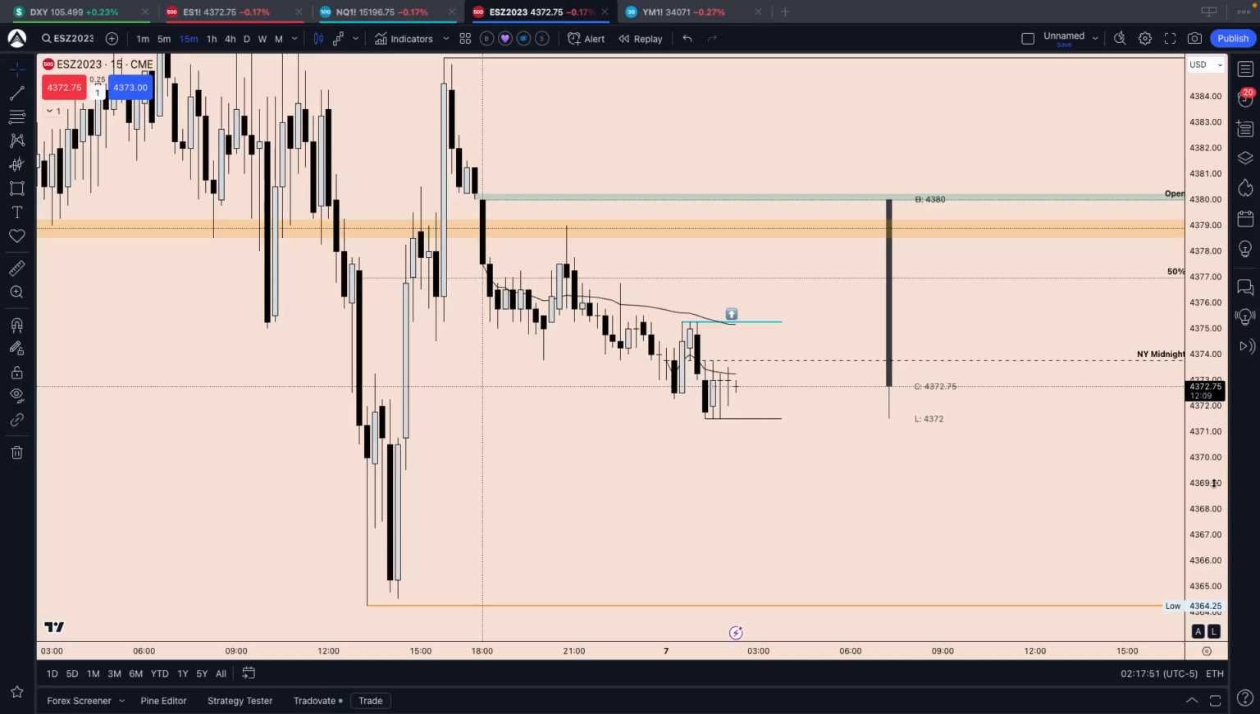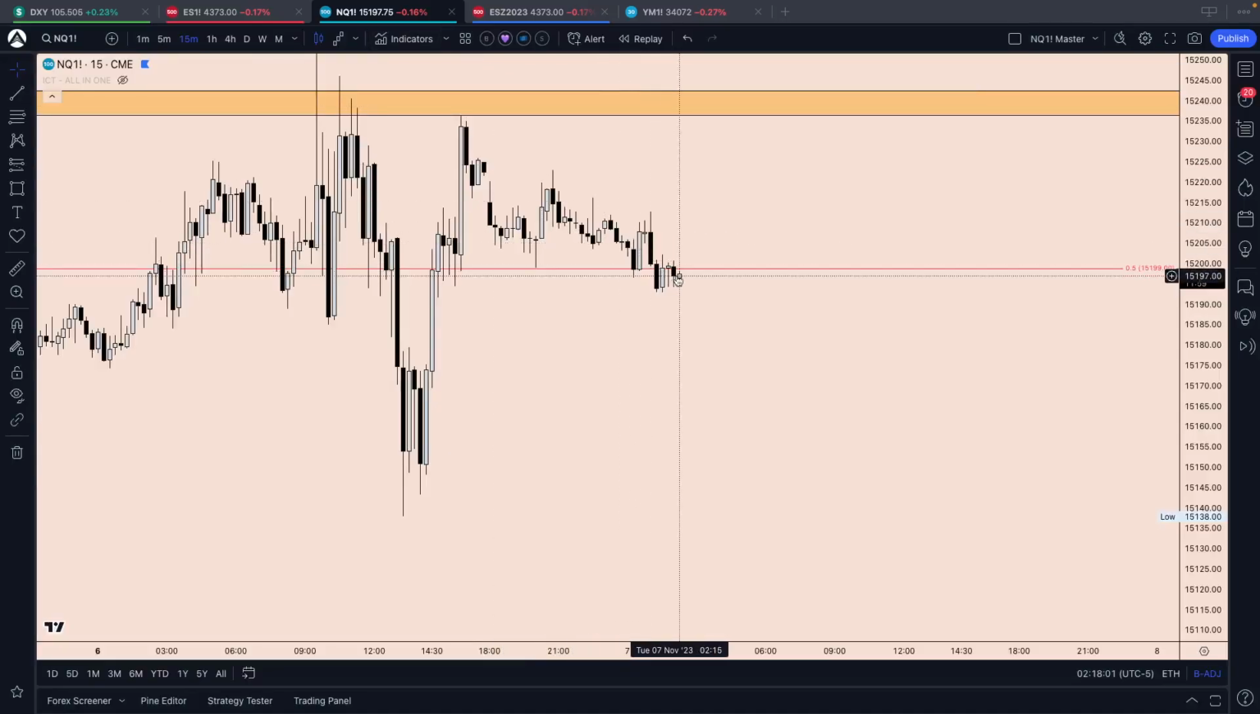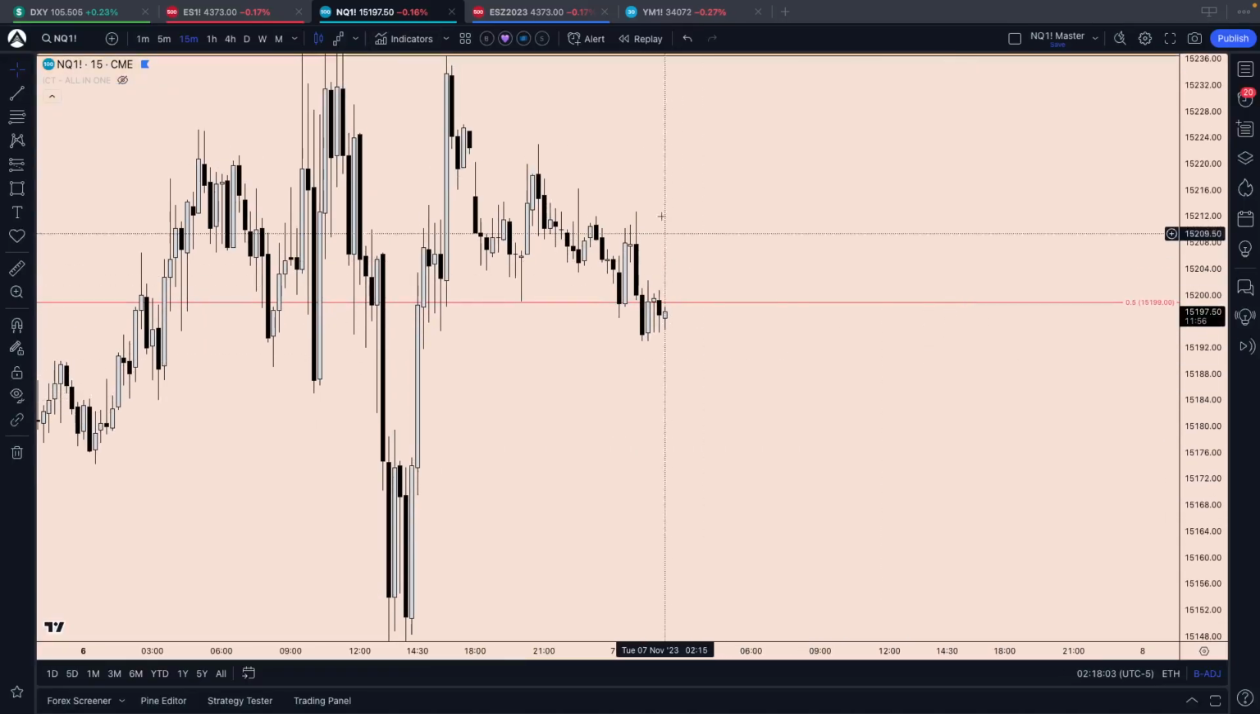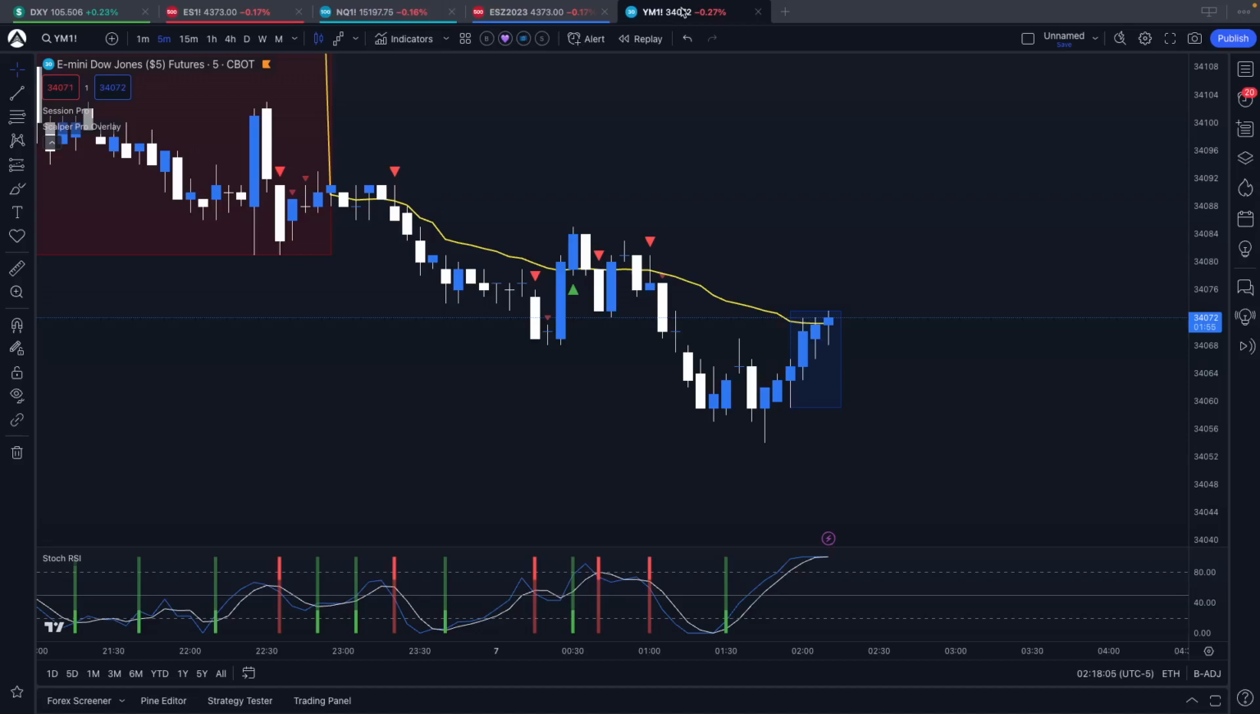All right, back, and we're still doing nothing. 2 a.m. open up, no new momentum. We open up with a bearish volume imbalance, so we will see how that goes in NQ. So still doing nothing. Same goes for YM. Well, YM is kind of pushing.